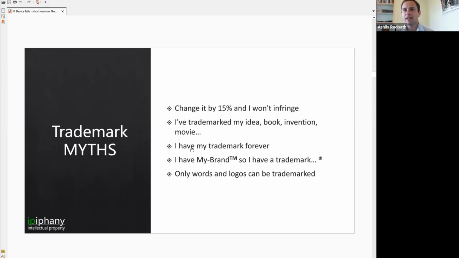You also can't trademark your idea, book, invention, or movie. That's what the other types of IP are for. Trademarks don't last forever. You do have to renew them at 10 years. And if you don't use your trademark, it is vulnerable to being cancelled. So you need to make sure that you can't sort of cyber squat on a trademark. The difference between unregistered and registered trademarks, so you'll see some brands using the TM. That indicates that they're using that brand as a trademark, but it's not registered. If it is a registered trademark, it should have an R in the circle. And you can, as I said before, register more than just words and logos.